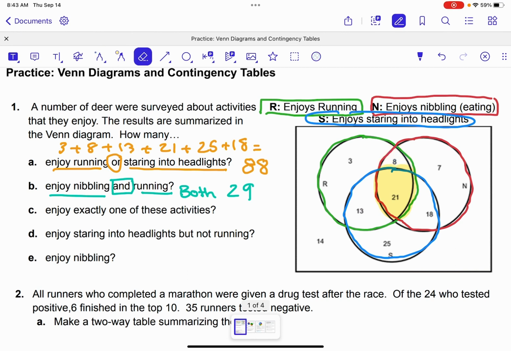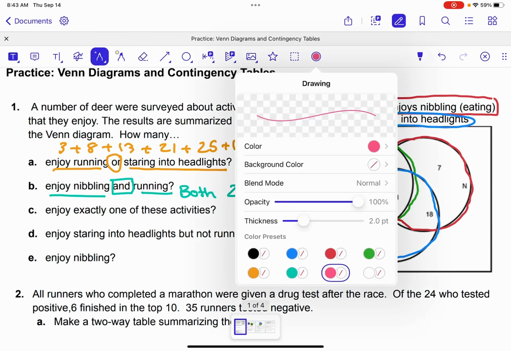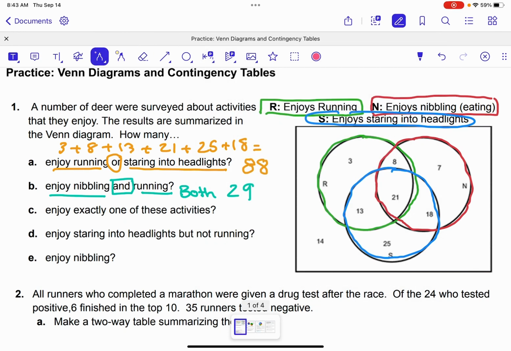All right, then let's move on to the next one. So the people who enjoy exactly one of these activities. So they didn't pick more than one, and so we're looking at those numbers that are on the outside, but still in a circle. So 7, 3, and 25. And if I add up all those numbers, I would get 35.